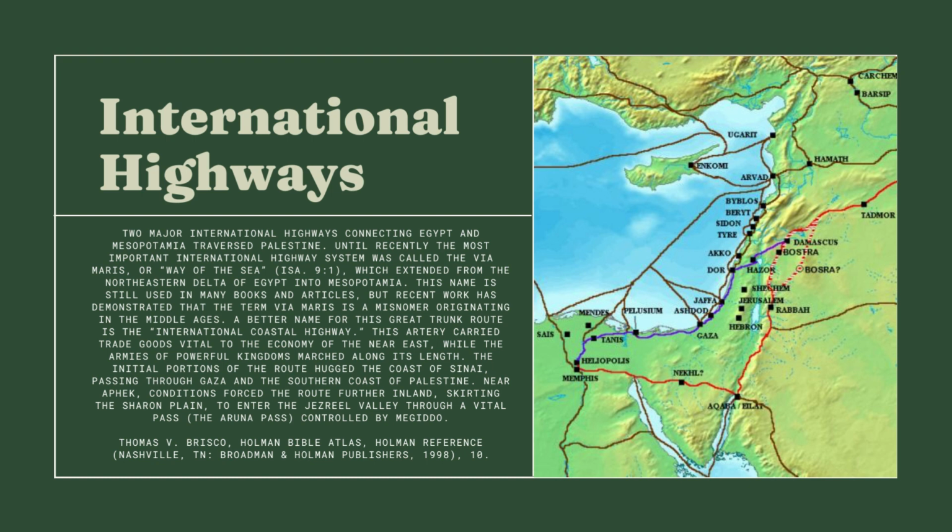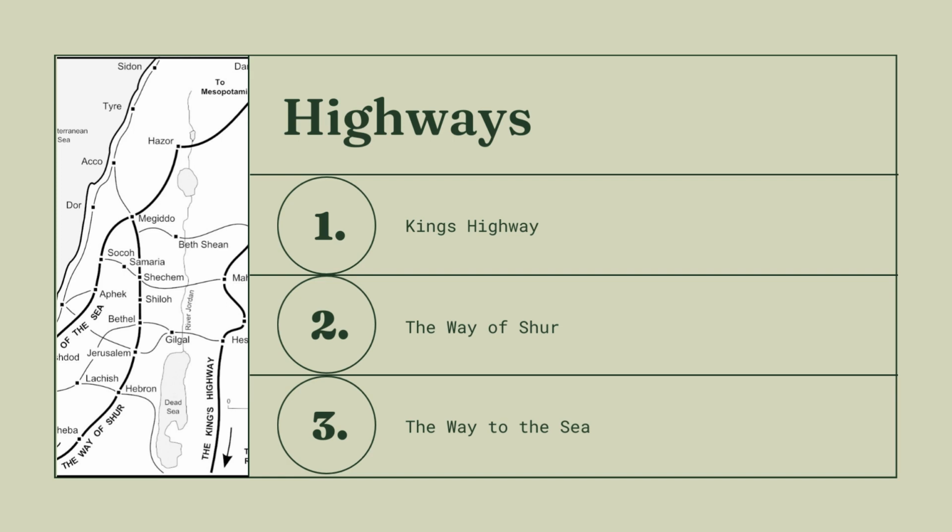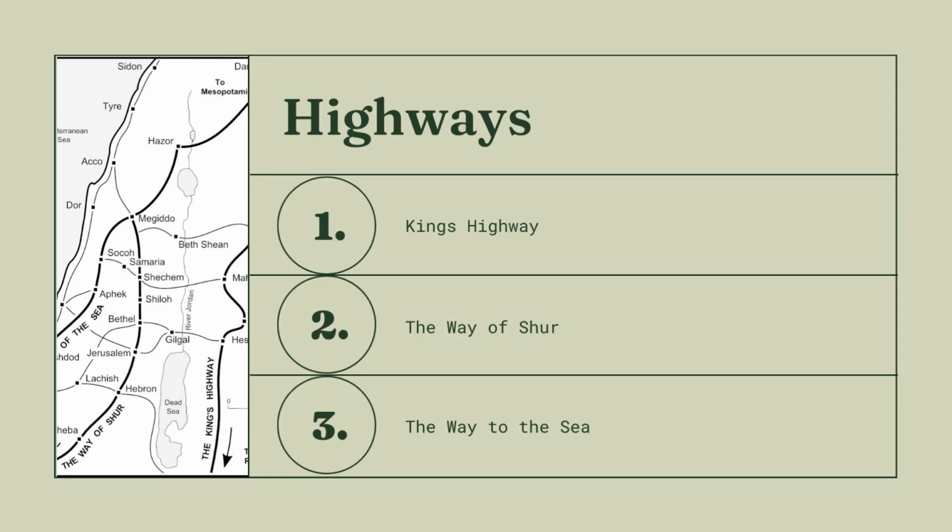And so you deal with two major international highways connecting Egypt and Mesopotamia. That is the way to the sea. This is right here, the way to the sea and the way of Shur. And so you have those together. Also, probably the most significant, the one that actually goes over into Asia and will go over through Mesopotamia, and that area is the King's Highway. And you see a reference to the King's Highway in Numbers 21-22. So these are the highways that go through the Levant, the area there of biblical times, and the area that we'll be dealing with most frequently in the land of Israel. This is where these intersect, and it's the King's Highway, the way of Shur, and the way to the sea.